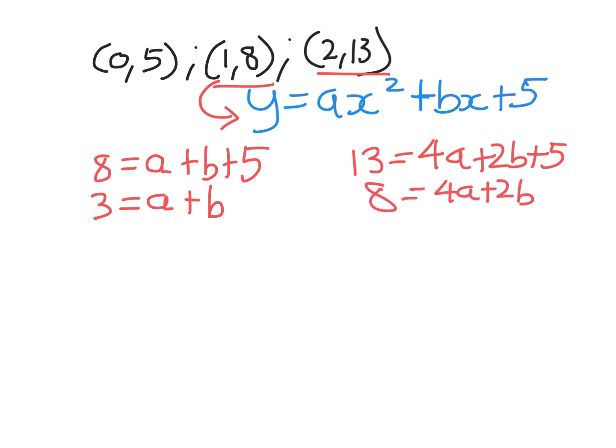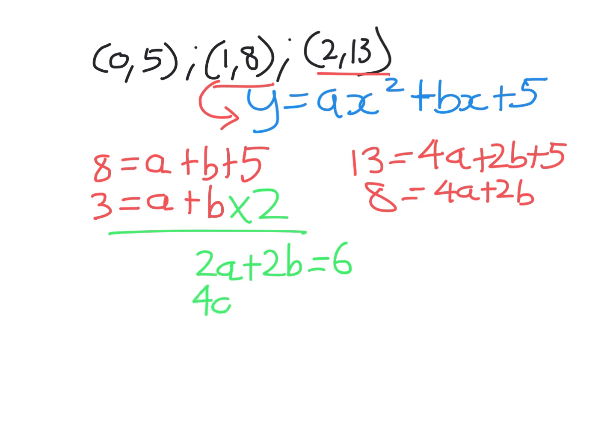So we solve these two simultaneous equations by elimination. Because neither the a nor the b in these equations has the same coefficient, we need to multiply one or both. I'm going to multiply this equation by 2. So this equation becomes 2a plus 2b equals 6. I multiplied everything in this equation by 2. So I'm just going to write this equation down here. So it is 4a plus 2b equals 8.